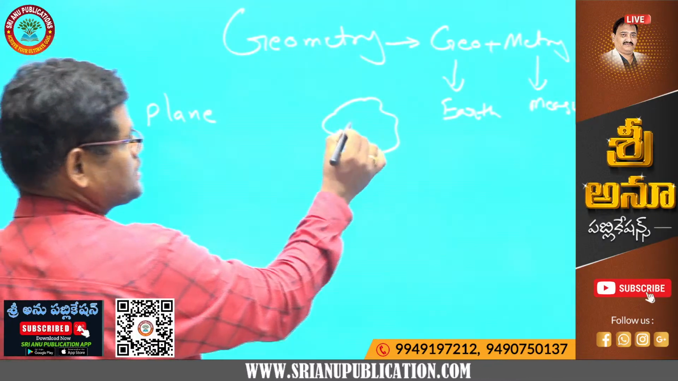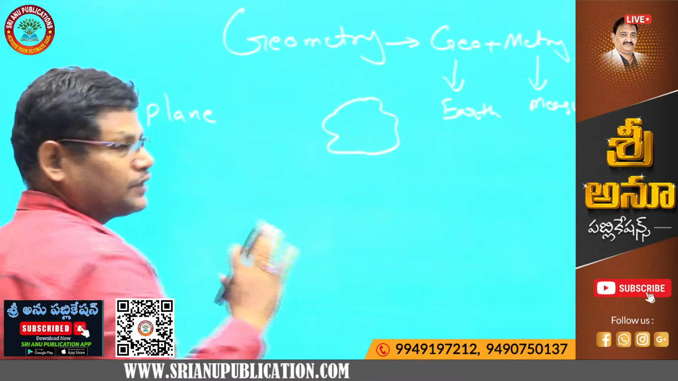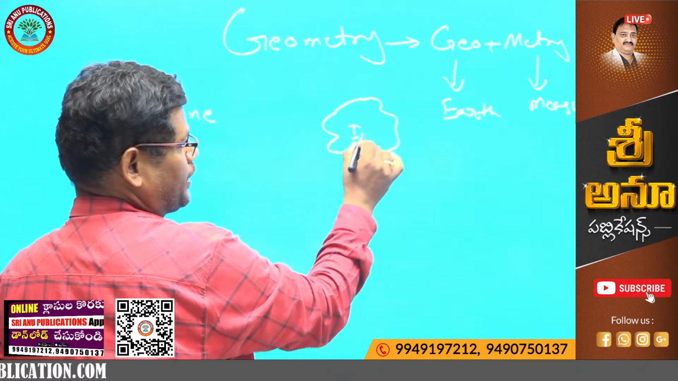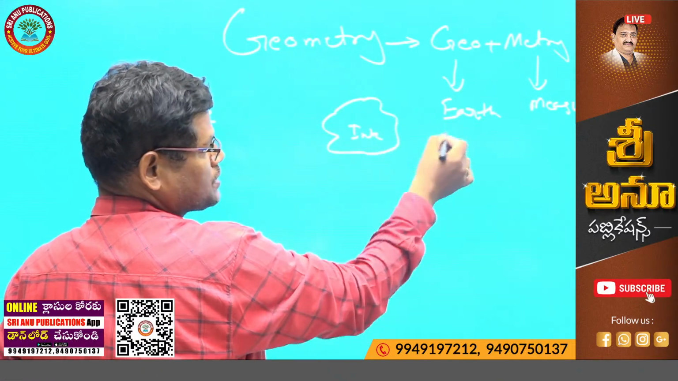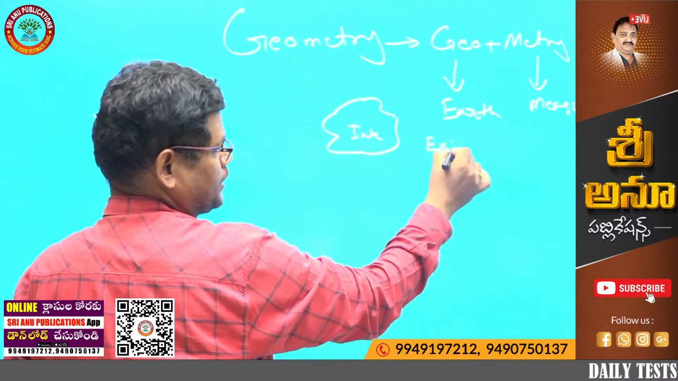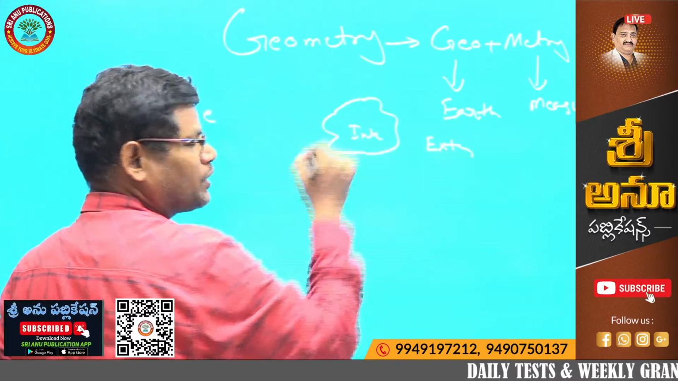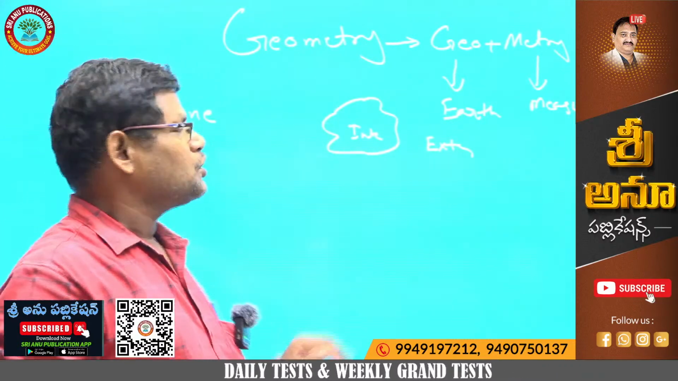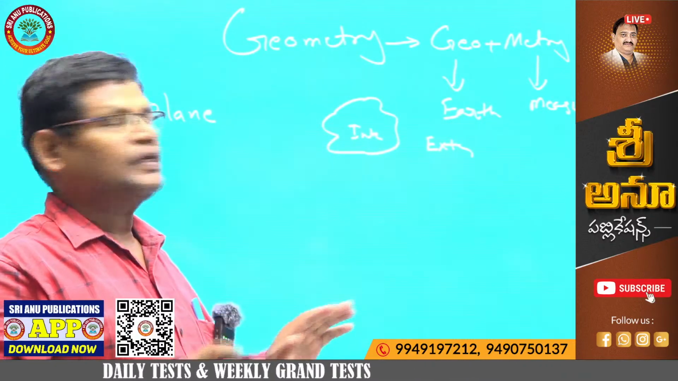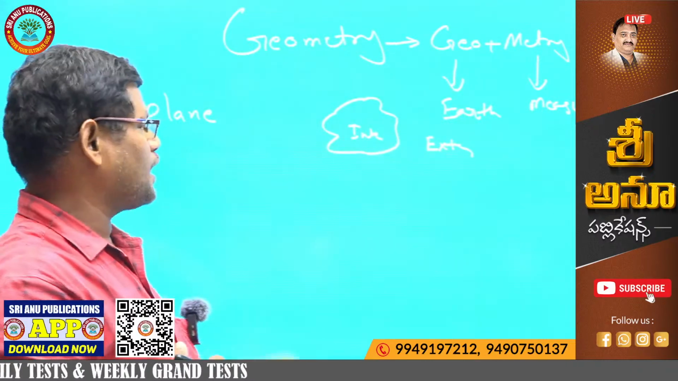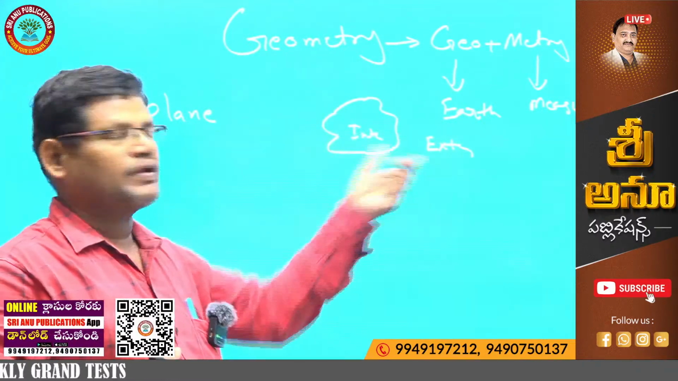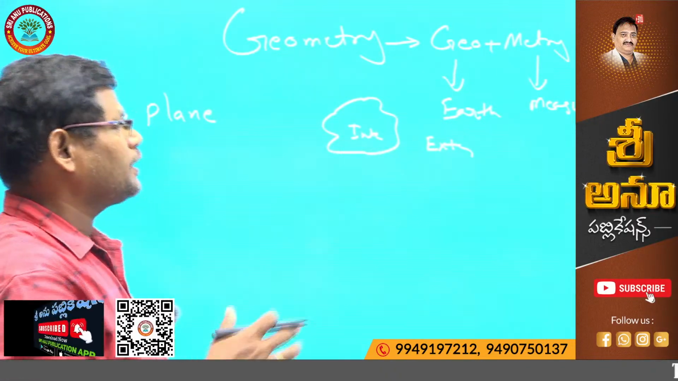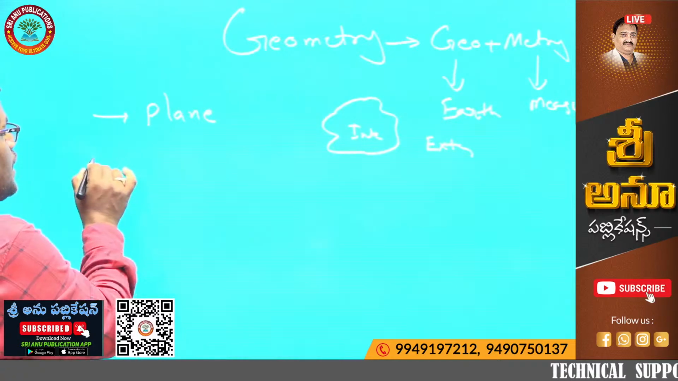Here a plane has three areas. One is the interior area, and the outer one is called the exterior area. And the line is called the boundary, the boundary line. So in this plane we have three parts: the interior plane, the exterior plane, and the boundary line. Now, what things are there in this plane?